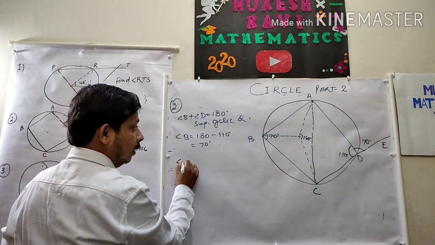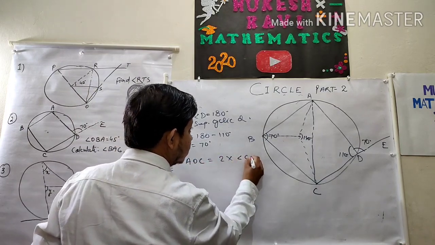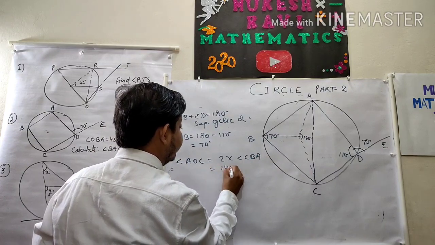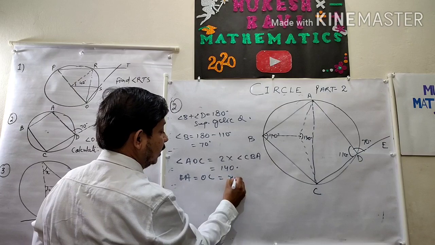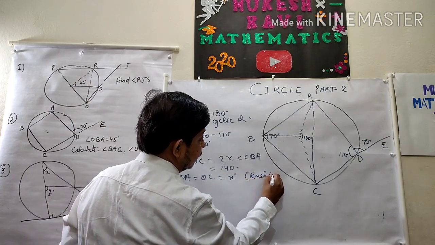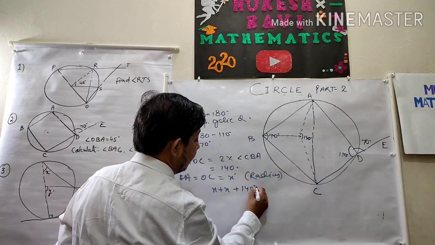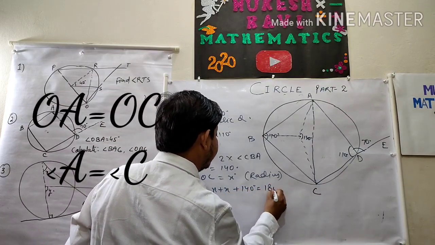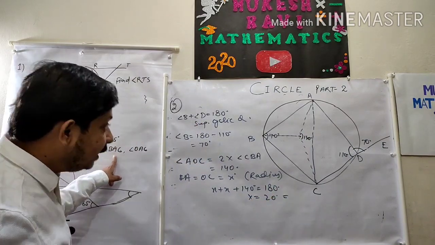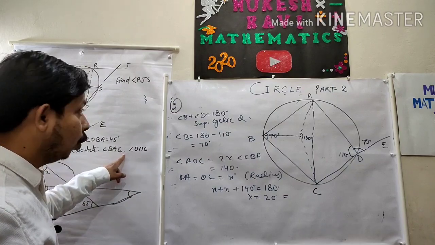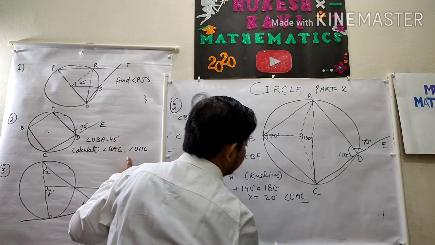Now angle AOC is twice angle CBA, that is 140 degree. Now OA equal to OC, each equal to x degree. Why? Radius. So x plus x plus 140 is 180, x equals 20. This is angle OAC, the first angle, over.